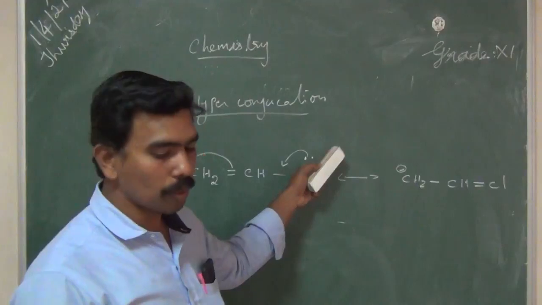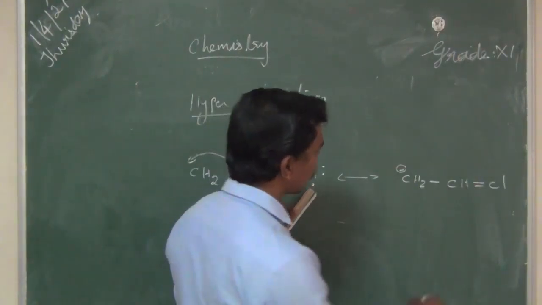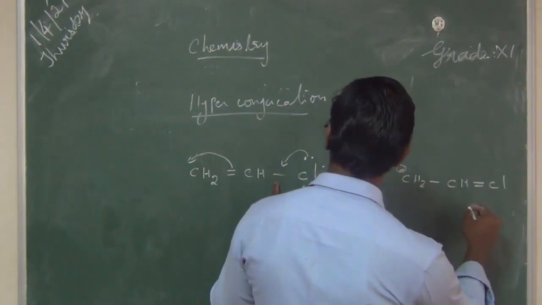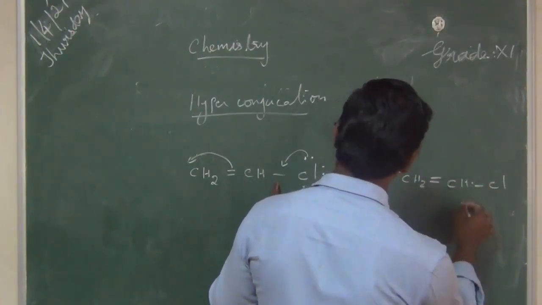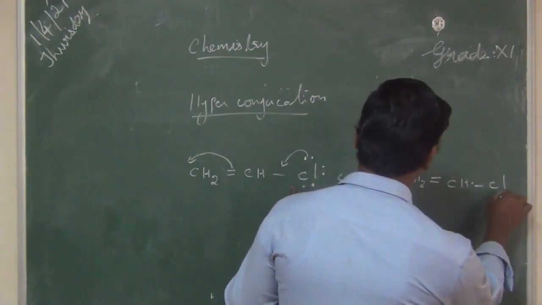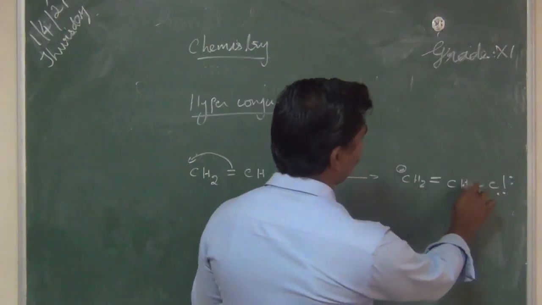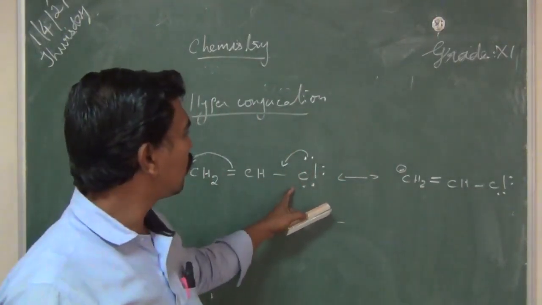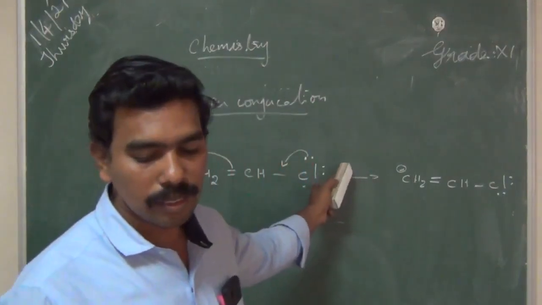One lone pair of the electrons moves from here. So this is the lone pair of electrons condition.